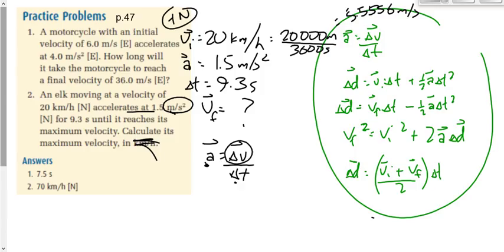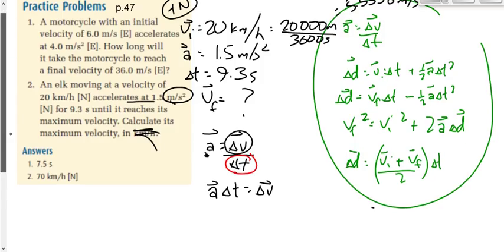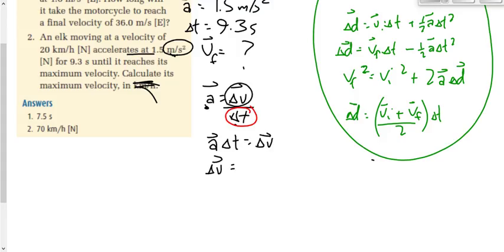Get rid of what's not attached. There's nothing not attached. Okay, get rid of what is attached. What is attached to the delta V? Delta T. How do you get rid of it? We've divided by T, so I take it over to the other side by multiplying. So I say A times T is equal to delta V. Or you could have written it as delta V is equal to A times T, right? Delta V is A, 1.5, times T, 9.3.